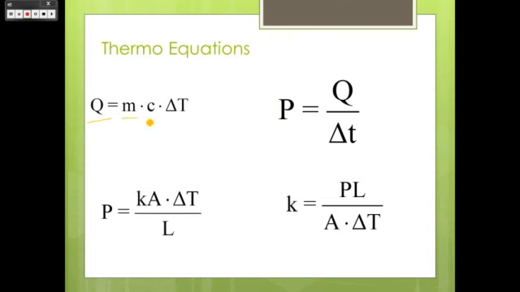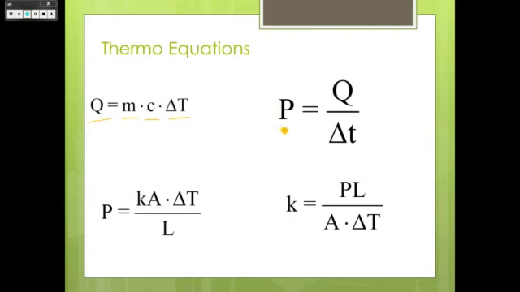M is the mass. C is the specific heat capacity of the material, and that is a constant. You look that up if you need to, if it's not given to you. That's something that you don't have to find. It's a standard, a set number for each different material. Delta big T is our change in temperature.